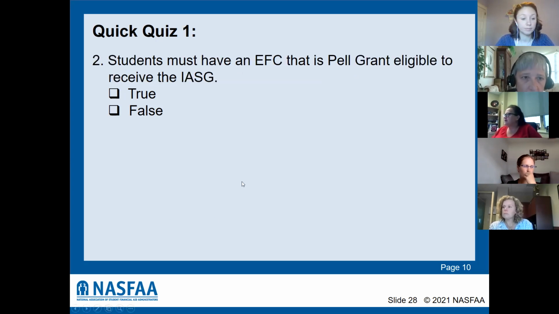Okay, then we have another quiz. Students must have an EFC that is Pell Grant eligible to receive the IASG grant. You can throw that in the quiz. Is that true or false? False, false, false. That's false. Yep, so that is false. You need to meet all the eligibility criteria for Pell except EFC. There's the exception to the rule there.